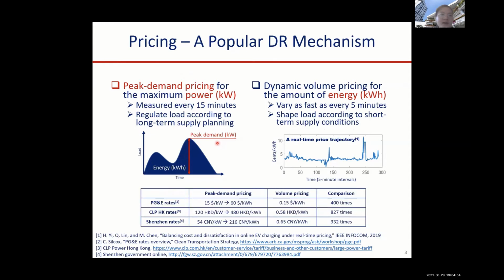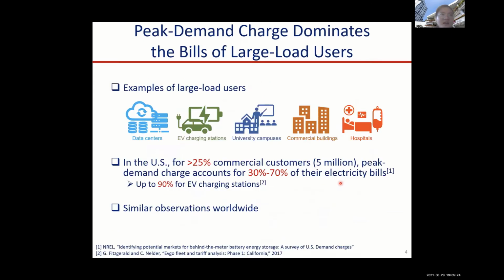As we can see, both peak demand pricing and volume pricing are popular all over the world. There are some sample tariffs from PG&E in the United States, CLP in Hong Kong, and Shenzhen. Initially, the peak demand pricing rate and the volume pricing rate have different units. However, we know that the power is measured at fixed intervals. We can unify the two units and say that the peak demand pricing rate is much higher than the volume pricing rate. Thus, it's not surprising that peak demand charge dominates the bills of large load users.